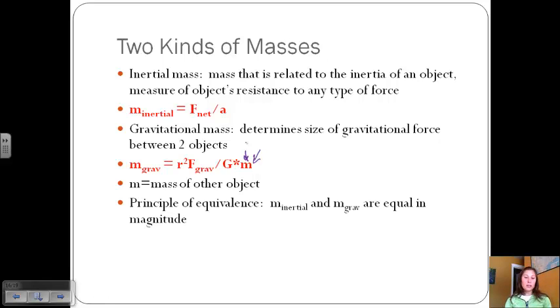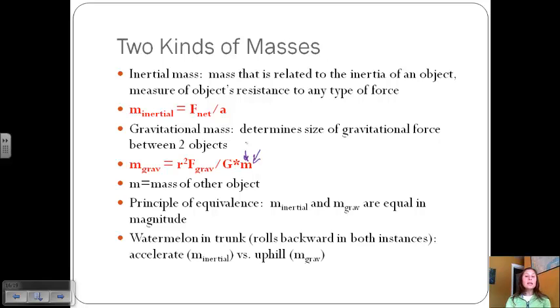Newton came up with what he called the principle of equivalence, where he said that the inertial mass is equal to the gravitational mass in magnitude. And so, for example, let's say that you have a watermelon in your trunk. If you accelerate your vehicle, the watermelon is going to roll backwards. And the reason it's going to roll backwards is due to inertial mass. If you accelerate your vehicle, you're putting a force on that watermelon, and its resistance to that force is inertia, and it's going to accelerate backwards in your trunk.